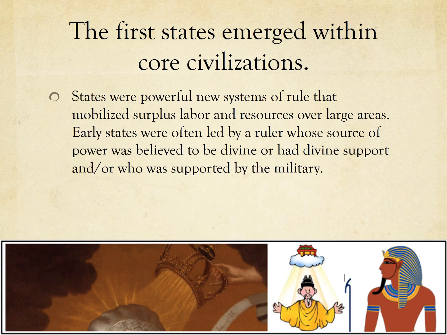The states were powerful new systems of rule that were able to mobilize the surplus labor, because remember with agriculture, they've got free time now. And you've got surplus resources over these large areas. And the early states then were often led by a ruler whose source of power was believed to be divine or came from the gods, or was supported by the gods, and or somebody who was supported by the military.